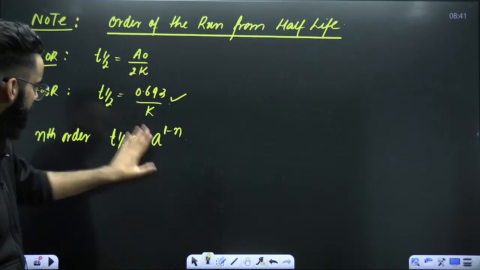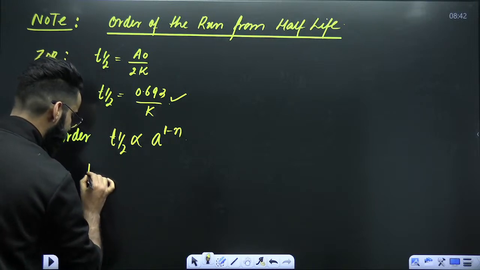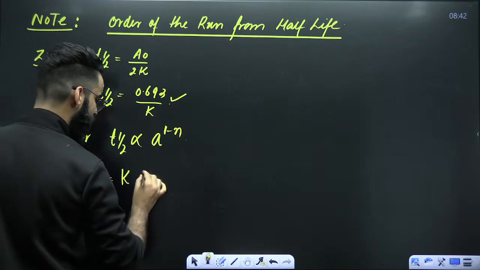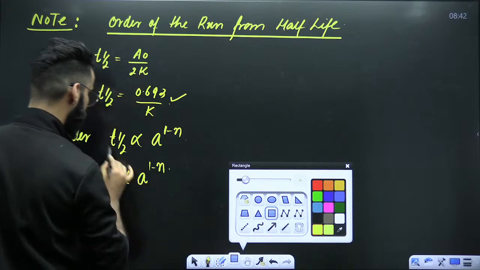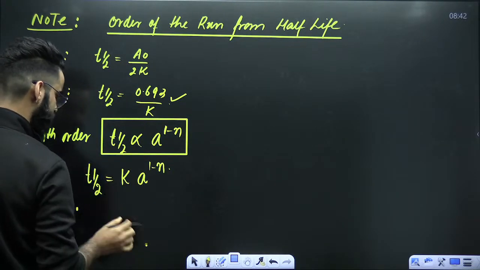So from this particular expression, can't I write T half is equal to a constant k times A raised to the power 1 minus n? Correct? Why am I giving you all this? There's a logic behind that. Just a second.